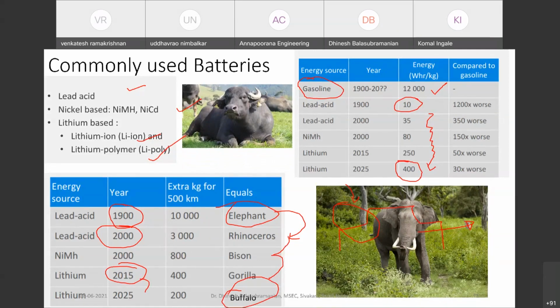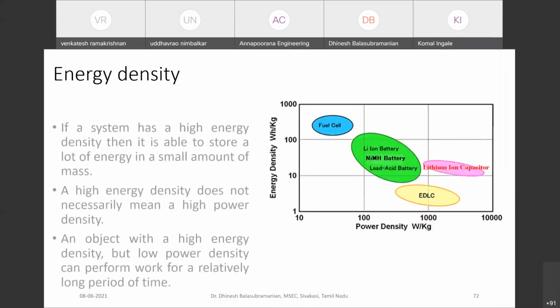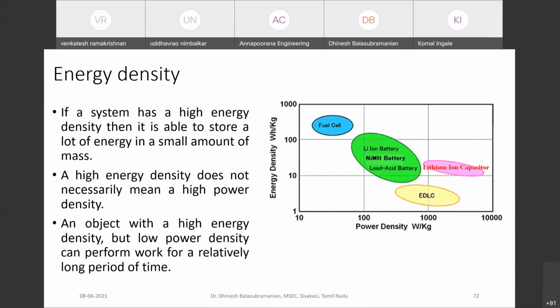So the weight of the battery is enormously high, and a major amount of power requirement is utilized to handle this weight itself. And talking about the energy density, if the system has high energy density, then it is able to store a lot of energy in a small amount of mass. High energy density does not necessarily mean a high power density. An object with high energy density but low power density can perform for a relatively long period of time.